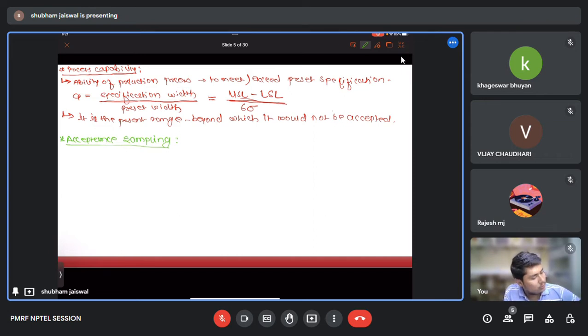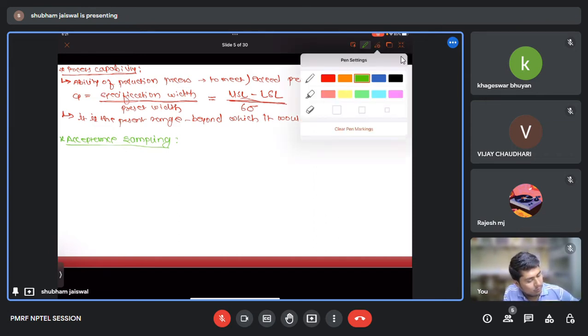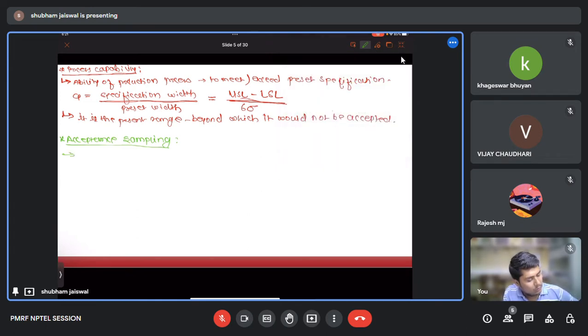So it is the term used to select the samples out of the given population to do the inspection or to do quality control.